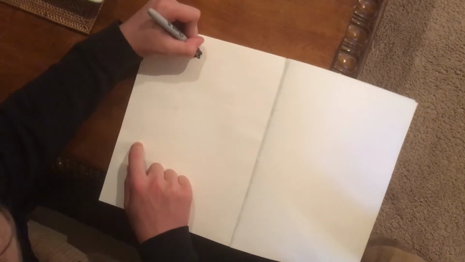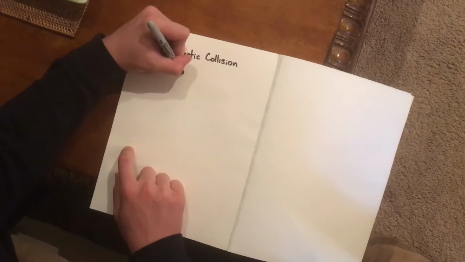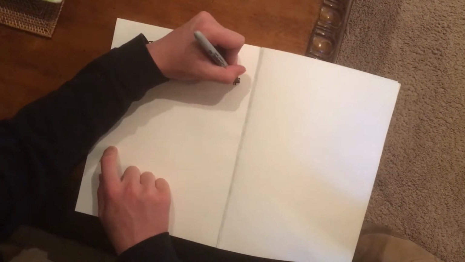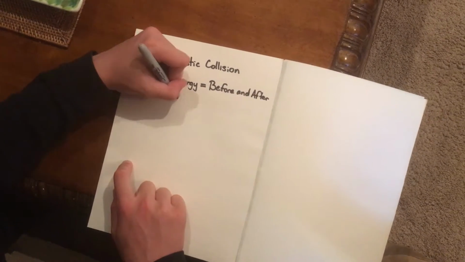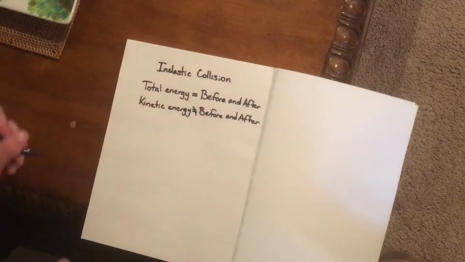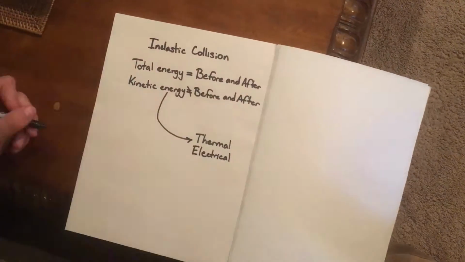What is an inelastic collision? What is conservation of momentum? An inelastic collision is a collision where the total energy is kept the same both before and after the collision, but the kinetic energy is not kept the same. That means that the energy goes into other types of energy like thermal and electrical.